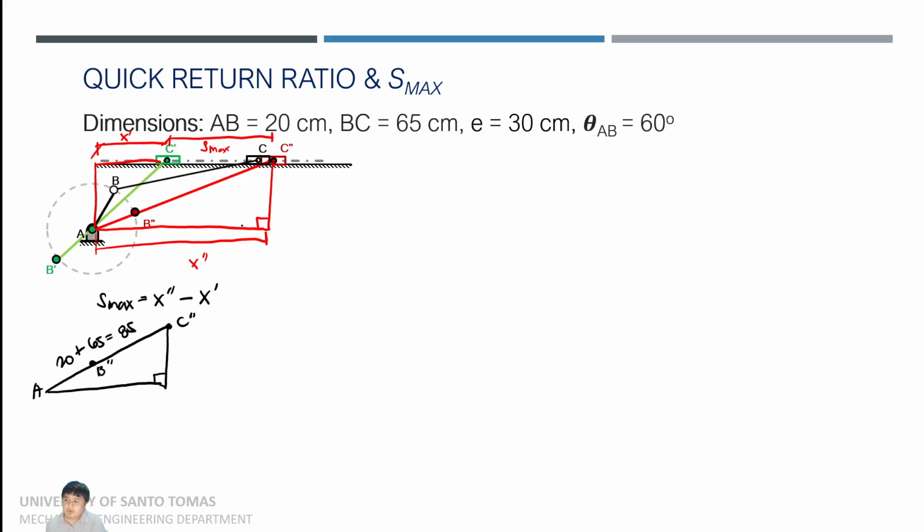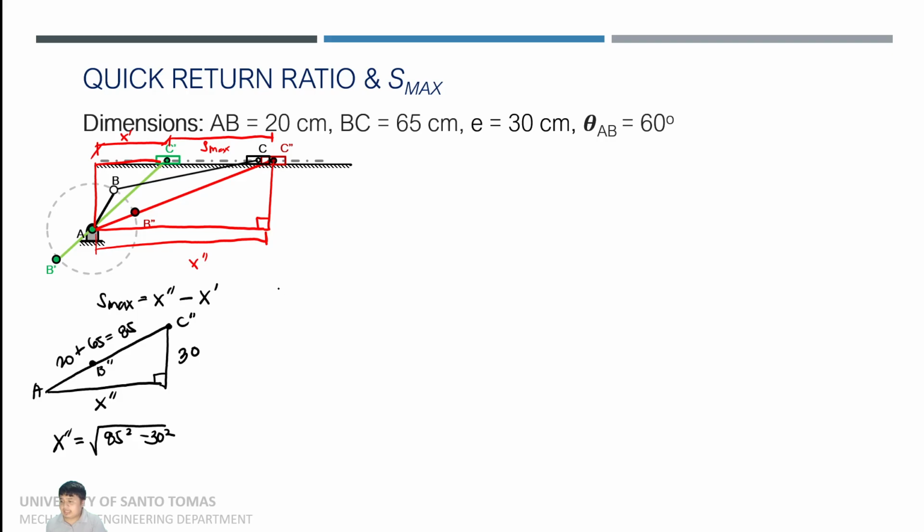And then you also have the offset. So the offset here is determined to be 30. So the distance here actually is 30, from the frame A to the line of stroke of this link C. So this is 30. We can determine this x double prime. You can use Pythagorean theorem to find x double prime. So x double prime is just the square root of 85 squared minus 30 squared.